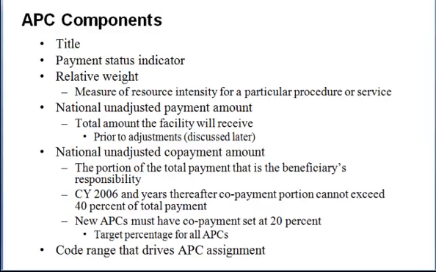Each APC contains the same components that really drive the APC assignment. This is title, payment status indicator, relative weight, as we've already discussed in some earlier chapters, a national unadjusted payment amount, which is the total amount the facility will receive, the national unadjusted co-payment amount, that's the portion of payment that's the beneficiary's responsibility, and then the code range drives APC assignment, and remember those are based on HCPCS codes.